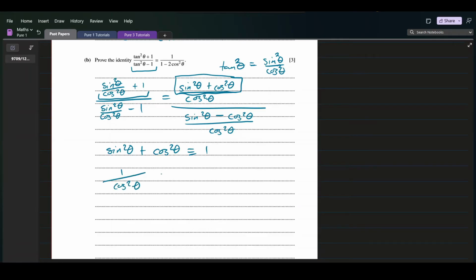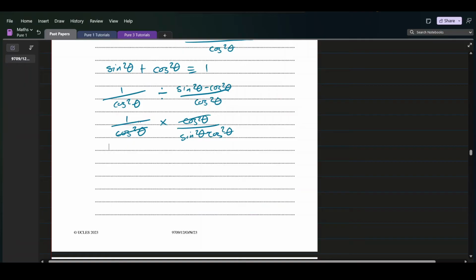Now I'm just going to write it side by side so that it's a bit clearer. Divided by sine squared theta minus cos squared theta over cos squared theta. And now we can invert our fraction on the right hand side. So that's multiplied by cos squared theta over sine squared theta minus cos squared theta, and these will cancel out. So what you end up with is 1 over sine squared theta minus cos squared theta.